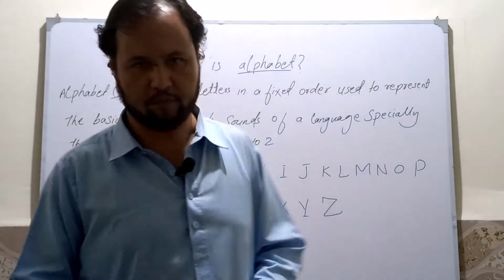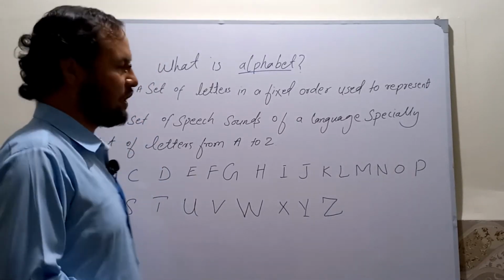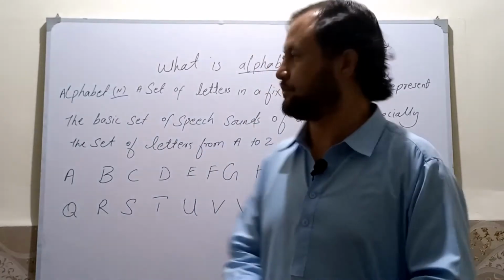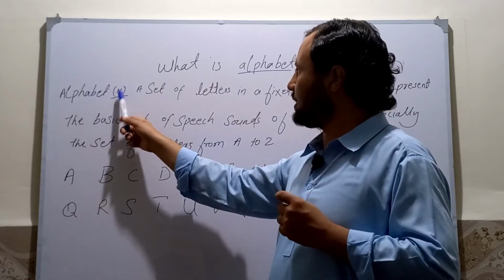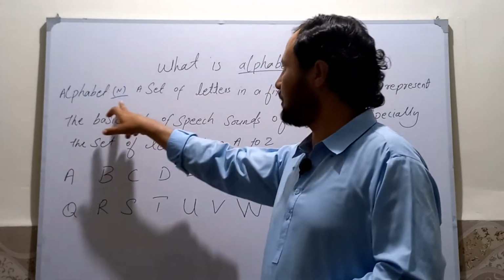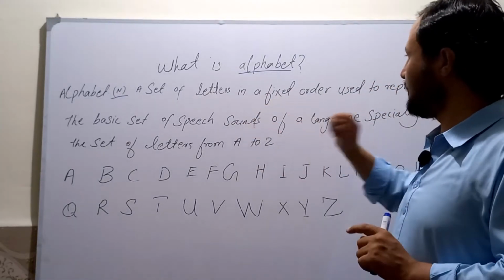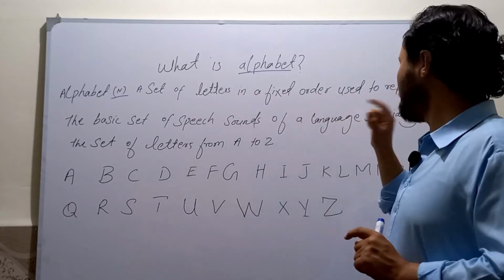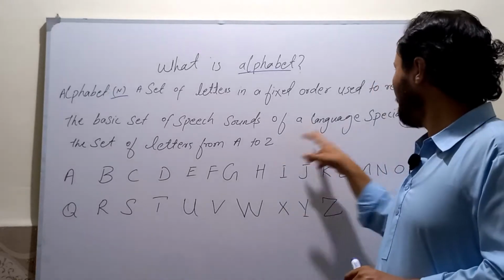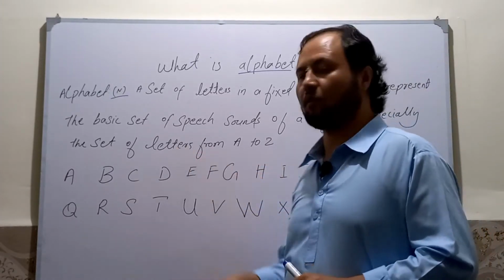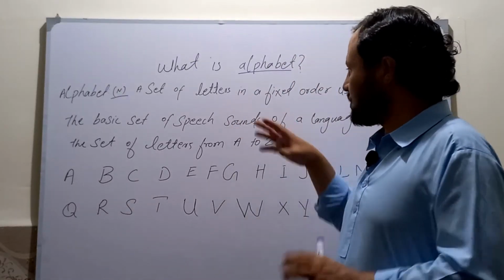Okay, first of all, what is alphabet? I have written a definition on the whiteboard about alphabet. The word alphabet itself is a noun. A set of letters in a fixed order. You have to listen very carefully. A set of letters in a fixed order used to represent the basic set of speech sounds of a language, especially the set of letters from A till Z. So this is the small definition.